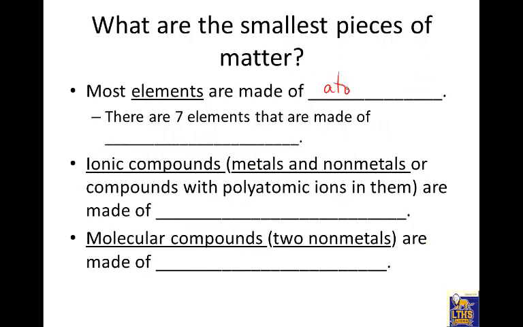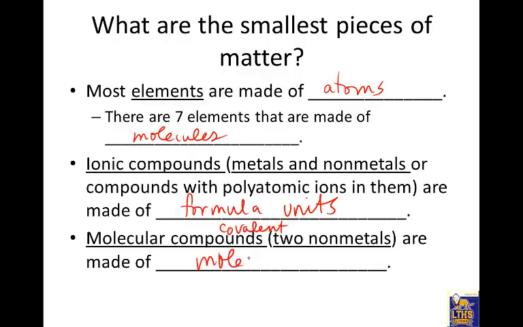Most elements are made of atoms. 7 elements are made of molecules. Those are the diatomics. Ionic compounds are made of formula units. Molecular or covalent compounds are made of molecules. So those are the tiny particles we talk about.